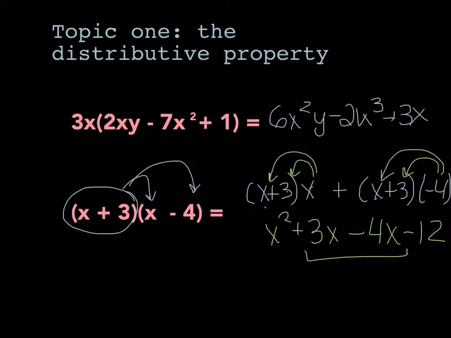Notice these two terms have the same variable, the x, and the same exponent, so I can actually combine them. So x squared plus 3 minus 1 minus x minus 12.